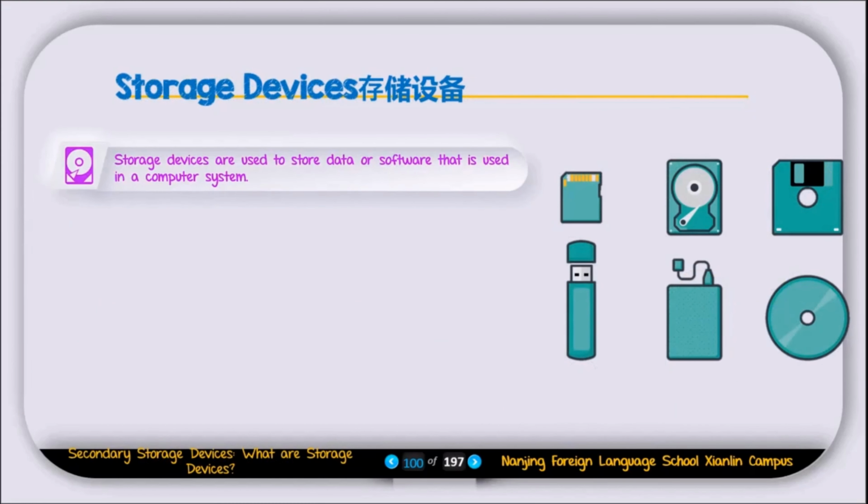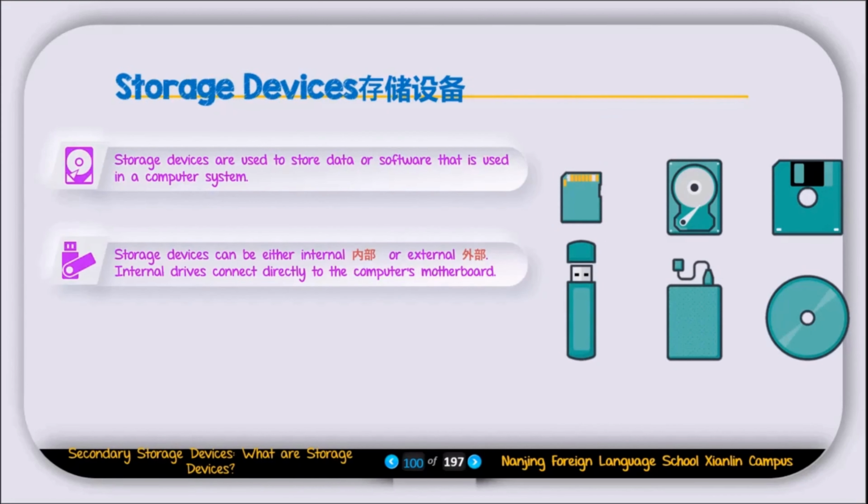Storage devices are used to store data or software that is used in a computer system. Storage devices can be either internal or external. There are two types of storage devices. One is called internal storage devices, which we directly connect to the computer's motherboard. And the other one is called external storage devices.